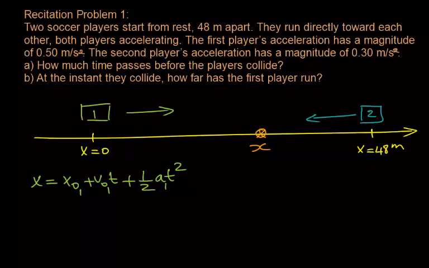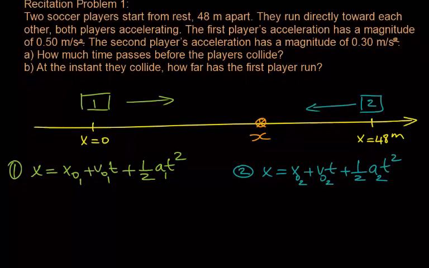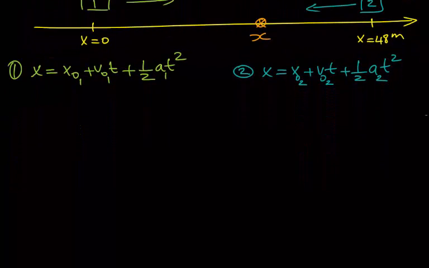Now for player 2, we're going to write the same exact equation. Player 2, x equals x0 plus v0 t plus 1/2 a t squared. In a similar way, I'm going to put here x02, v02, and a2. Time to substitute the known quantities into both equations.